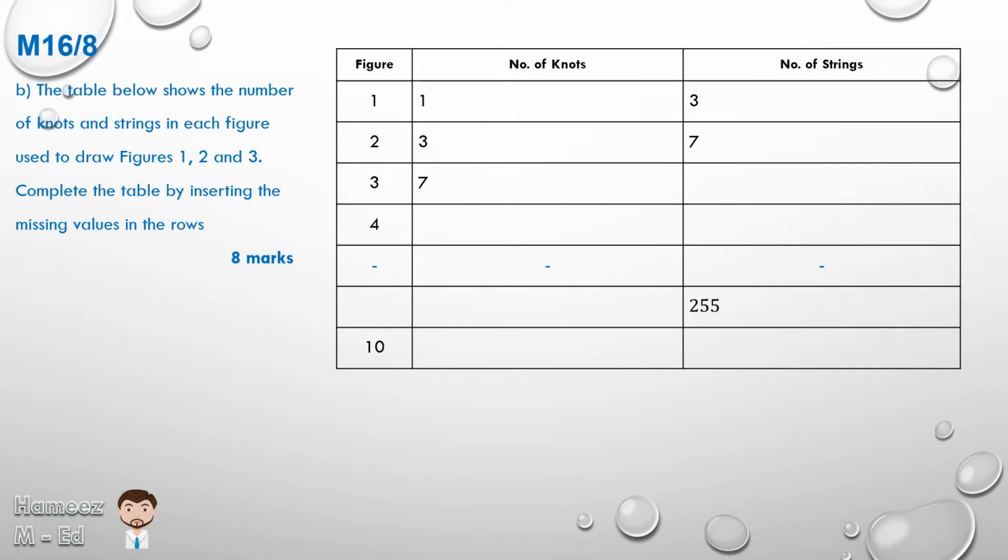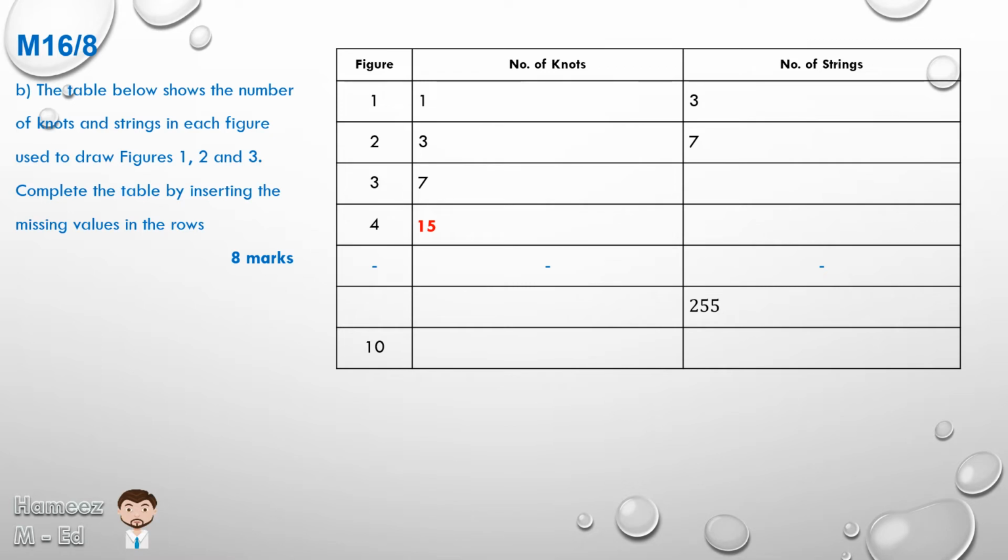So if we look at the first column, it gives us which figure number it is. Figure 1, 2, 3, 4 up to 10. And then in the second column, the number of nuts. And we can tell from our diagram that in the first figure there was 1 nut, 3 in the second figure, 7 in the third, etc. And of course we could count the fourth one and we will get 15.